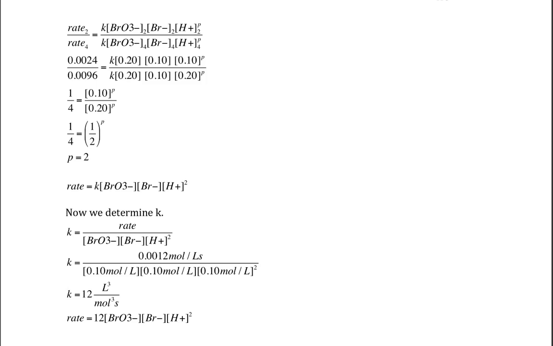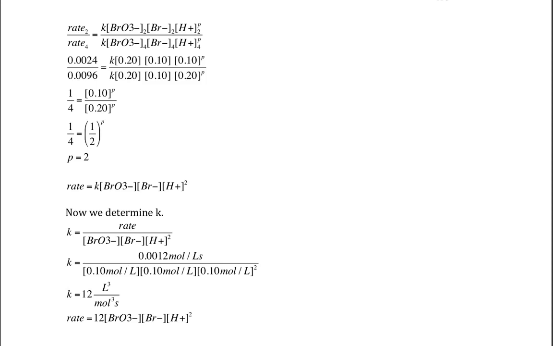So we have gone through this example quickly. Definitely go back looking at the handout and run through this one yourself. Okay, now we're ready to determine the value of k. So what we do is we take our rate law and we solve for k. So k equals rate divided by BrO3 minus divided by Br minus divided by H plus squared.